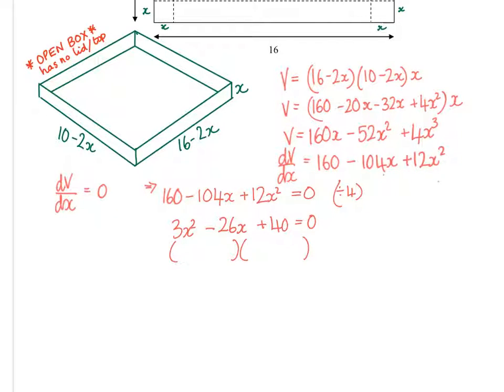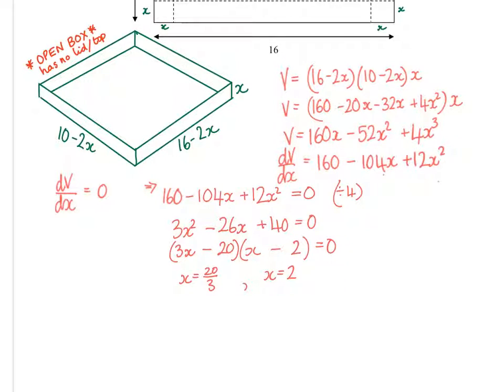I'm hoping that this is going to factorise, so we've got no option with the 3x squared, so it's got to be 3x and x, and the 40 is going to be 20 and 2, both the same signs, so we'll get x is equal to 20 upon 3, or x could be equal to 2.